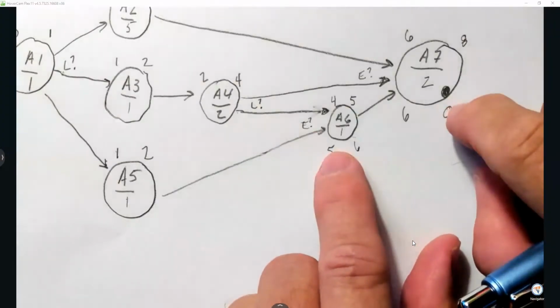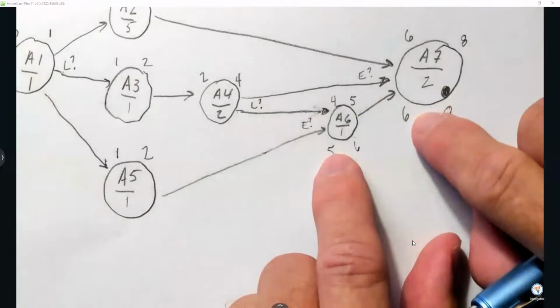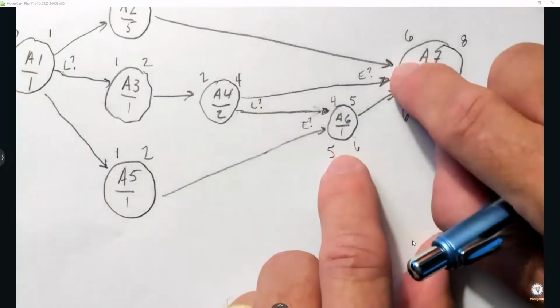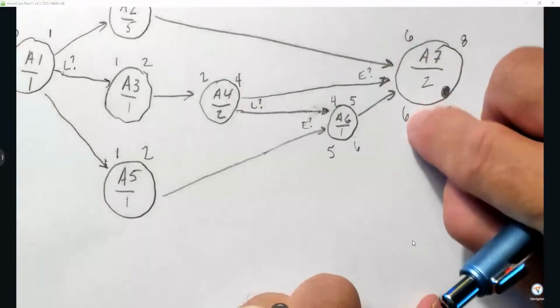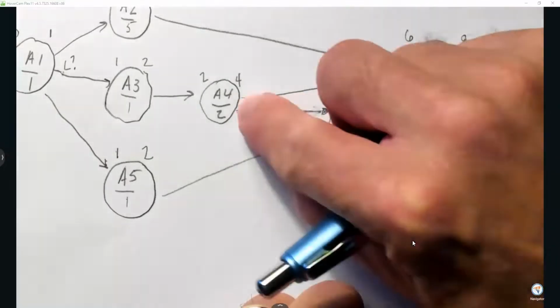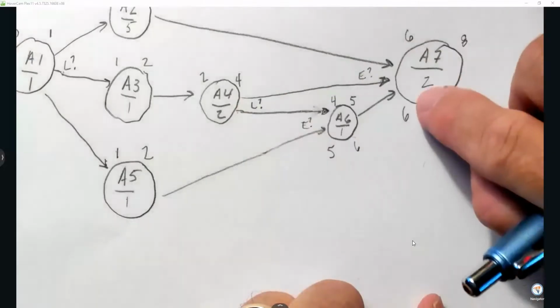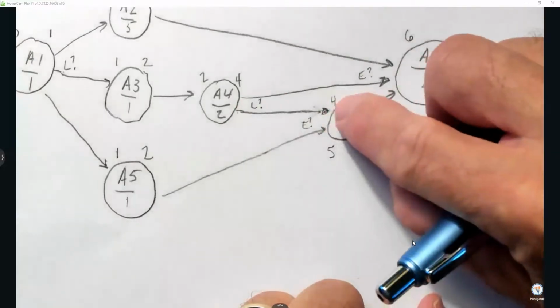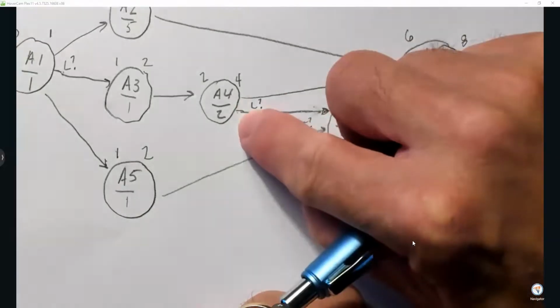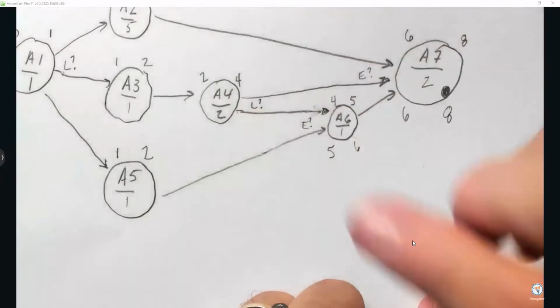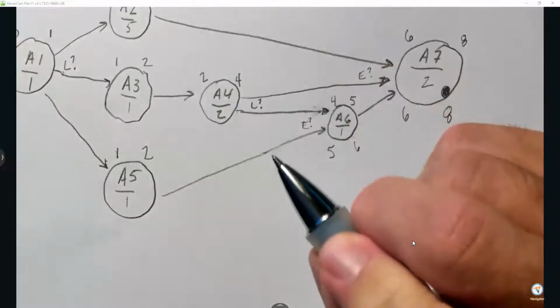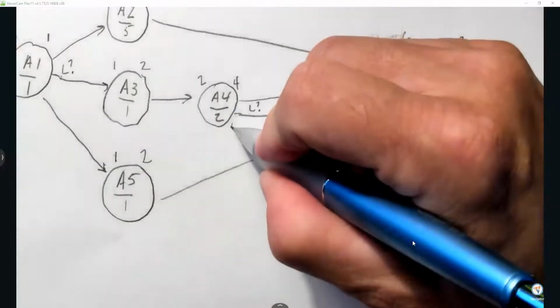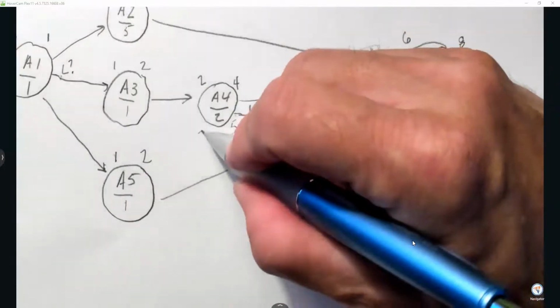Let me think about this. This one is 6, going from here back to there. Remember, there's the 6. This one is 6 is LS. This one is 5. So we choose the smaller of the two, so we choose 5. 5 minus 2 is 3.